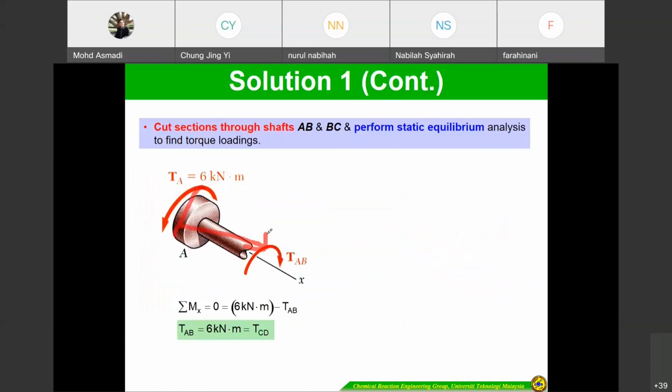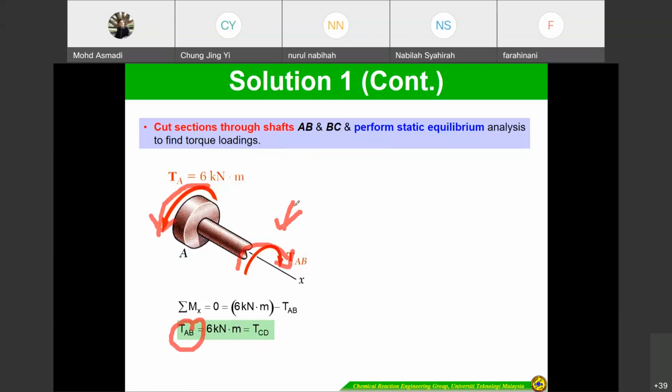My suggestion for how to draw this one is to draw the original picture first and then cut, just like the previous one I showed you. This one has an original picture. They cut from this side and then determine TAB, the internal force. So we can get TAB is 6 kilonewton meter.